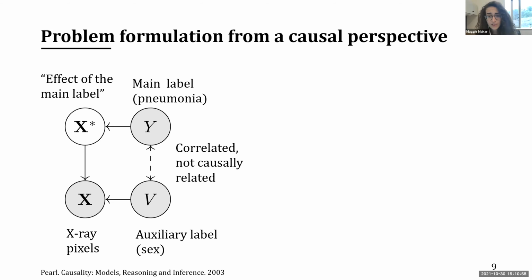The other thing that you'll see here is this bidirectional arrow, which is dashed. And this arrow shows that the two variables are correlated but not causally related. So what we want is a predictor that is invariant to any correlation between V and Y.